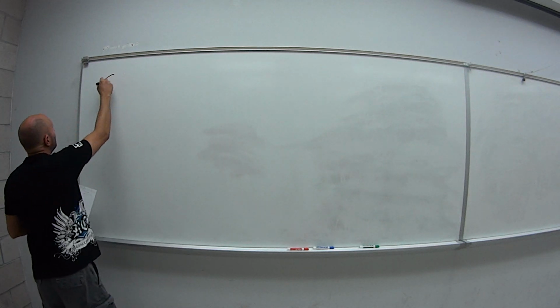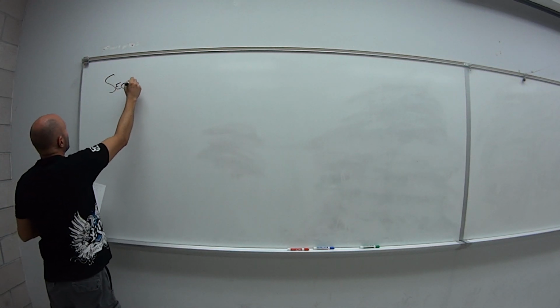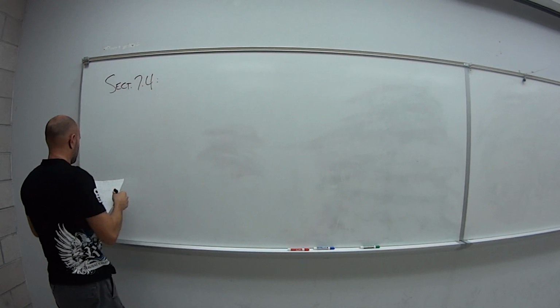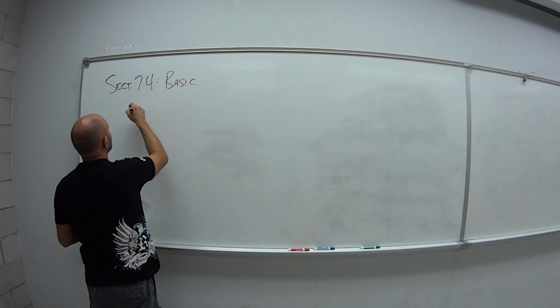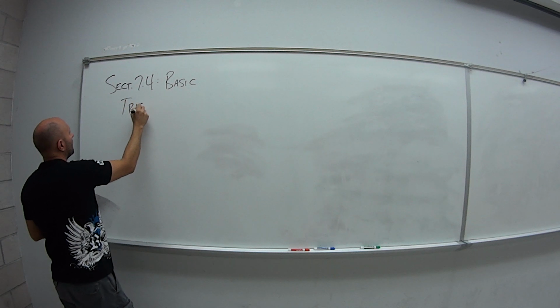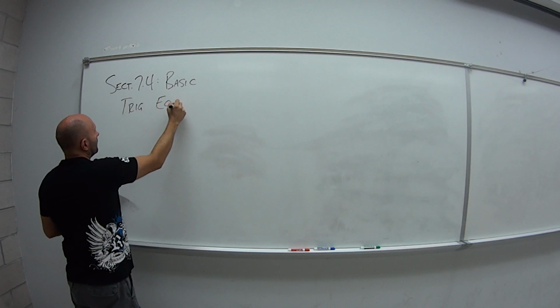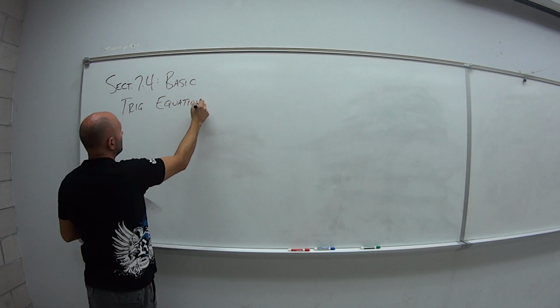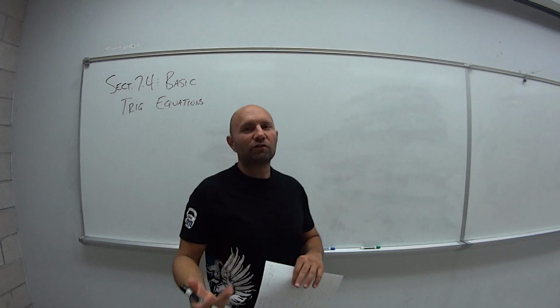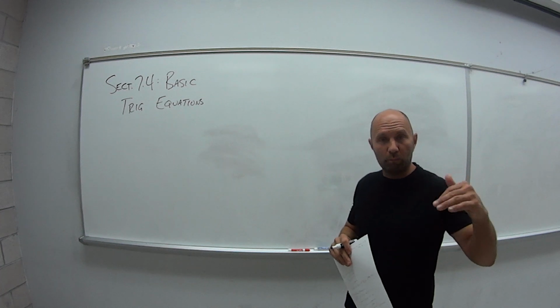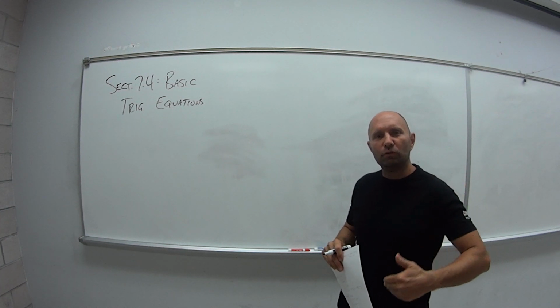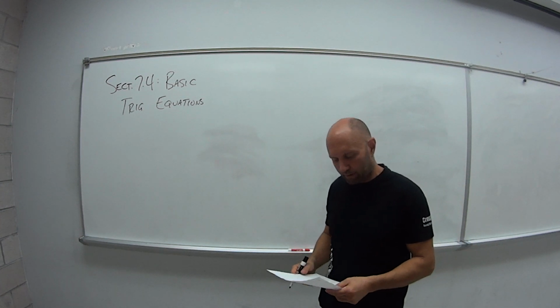Section 7.4 is on basic trig equations. Up until this point, we've only been dealing with trig expressions. We've created a couple small trig equations of our own, like when we're building the triangles. So we're going to do that same idea and build on that.